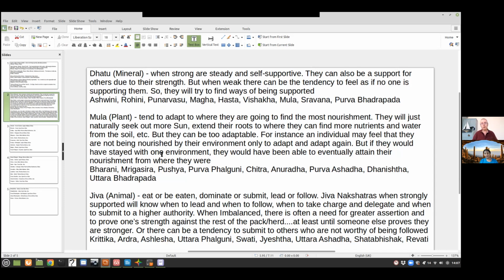So plant nakshatras sometimes need to learn how to let their roots go in rather than adapting all the time. It's like a mixture of knowing when to be flexible and to bend with things and to adapt, and when to be just firm and dig your roots in and let yourself strengthen your position where you're at. But don't get that confused with the mineral nakshatras. There's a lot of differences there.